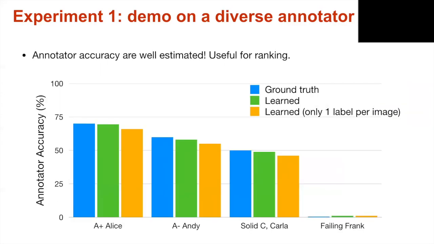So once you've computed the confusion matrices, you can estimate the annotator accuracy as well by computing the average of the diagonal entries in each confusion matrix. And the bar charts compare the ground truth and the estimates from our models. The blue bars are the ground truth for respective annotators, and yellow bars show the results from the model that I've just showed you. And the green is the case where you actually have dense labels, so each image is labeled by all 4 annotators, not only one. And you can see that even with 1 label per image, the model is able to estimate annotator accuracy fairly well.